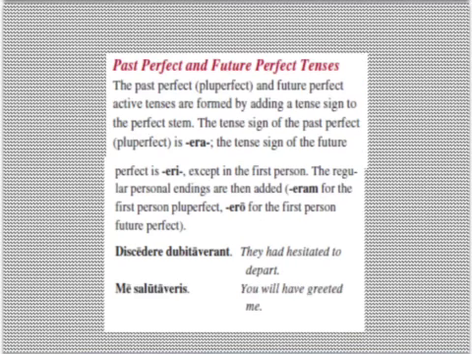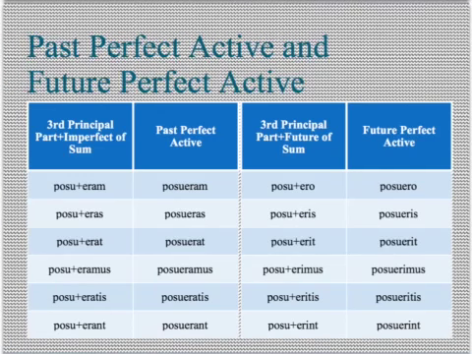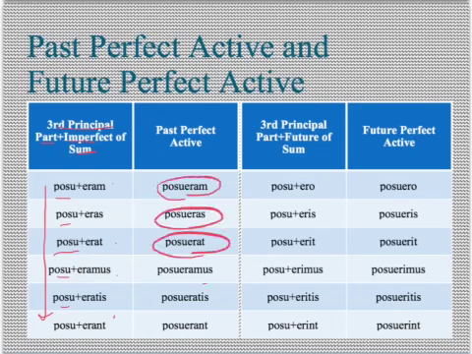Now we're going to learn two new tenses, the past perfect, also known as the pluperfect, and the future perfect. The past perfect active is formed by taking the third principal part without the i and the imperfect of sum. Notice here in this column, it's the third principal part of pono, posui, without the i, and then I add the imperfect of sum: eram, eras, erat, eramus, eratis, erant. So I put them together and I get posueram, posueras, posuerat, posueramus, posueratis, posuerant.